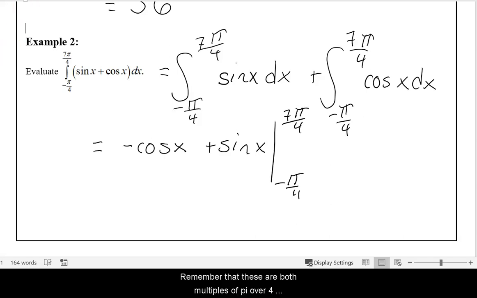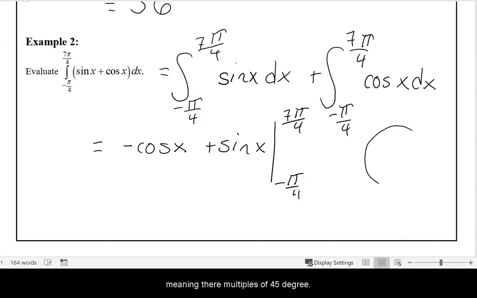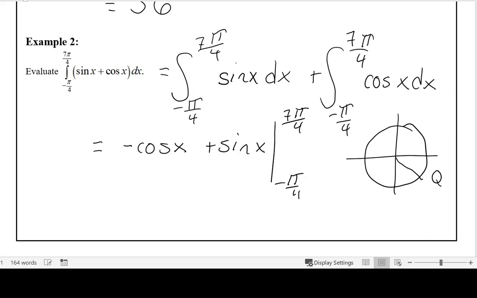Remember that these are both multiples of pi over 4, meaning they're multiples of 45 degrees. The location of both angles is in quadrant 4. If I do 7 pi over 4, I count around the circle 1, 2, 3, 4, 5, 6, 7, ending up in quadrant 4. And if I do negative pi over 4, I start and go backwards by 1. In fact, these represent the same locations. Let's see what happens when we plug them into our antiderivative.